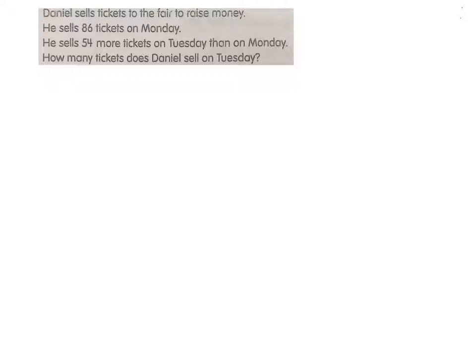Daniel sells tickets to the fair to raise money. He sells 86 tickets on Monday. He sells 54 more tickets on Tuesday than on Monday. How many tickets does Daniel sell on Tuesday?